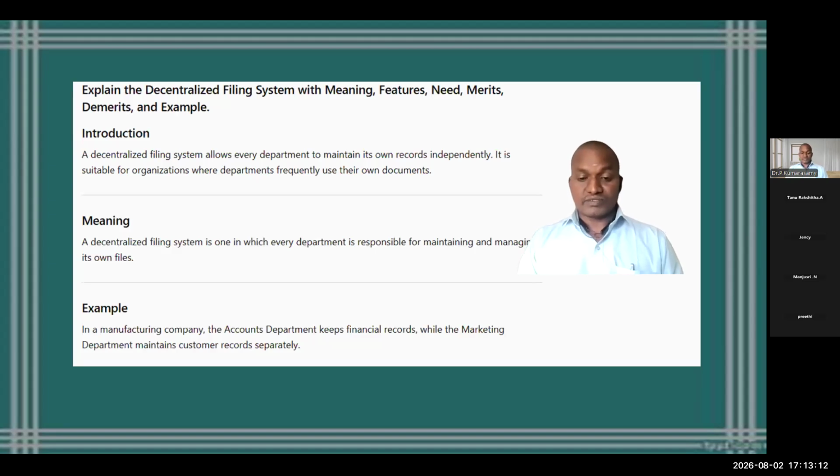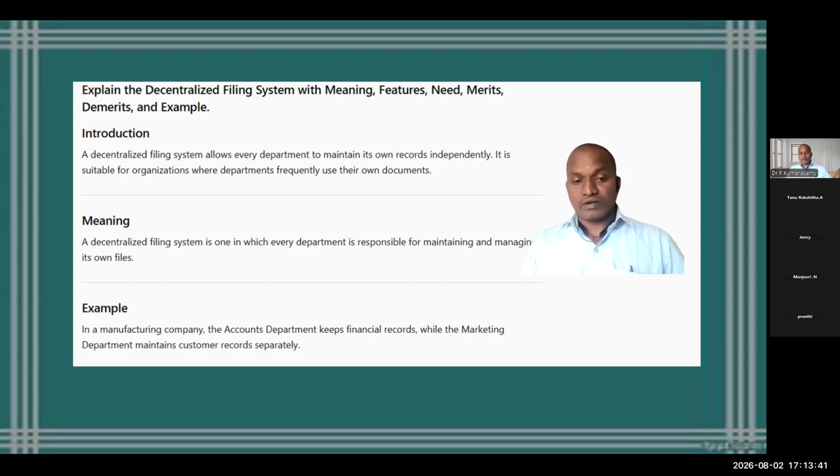Decentralized filing systems. What is a decentralized filing system? For example, first let us see the meaning. A decentralized filing system is one in which every department is responsible for maintaining and managing its own files.